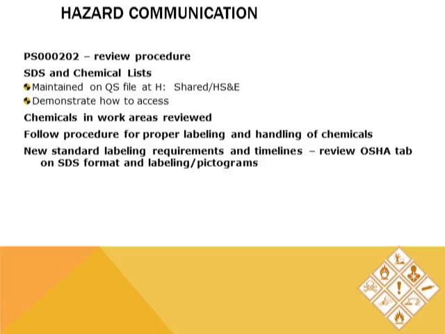SDS and chemical lists are maintained on the QS file at H, shared HS and E. Demonstrate how to access. Chemicals and work areas are reviewed. Follow procedures for proper labeling and handling of chemicals. New standard labeling requirements and timelines. Review the OSHA tab on SDS format and labeling.